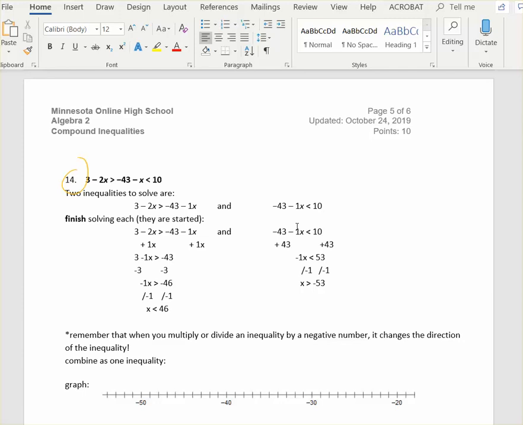So you have to be sure to flip your inequality so that you get the right sign here. So we have x is less than 46 and x is greater than -53. Just going to go through here and make sure I've got all my stuff correct. Plus 1x, minus 1x. I subtracted 3 from both sides.